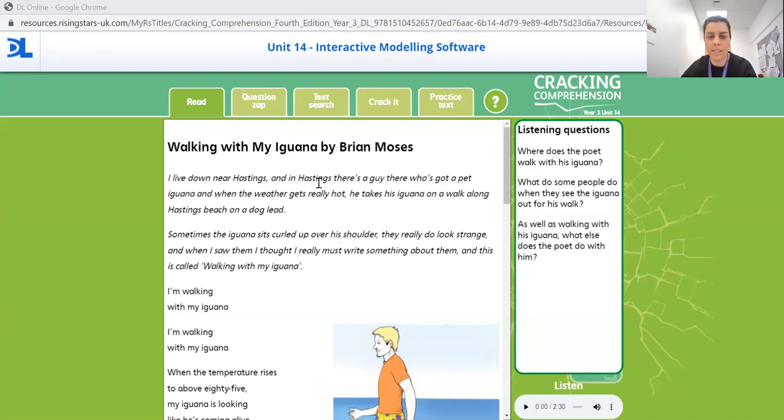I live down near Hastings, and in Hastings, there's a guy there who's got a pet iguana, and when the weather gets really hot, he takes his iguana on a walk along Hastings Beach on a dog lead. Sometimes the iguana sits curled up over his shoulder. They really do look strange. And when I saw them, I thought, I really must write something about them. And this is called Walking with My Iguana. So those two paragraphs there, that's just Brian Moses explaining why he wrote his poem and what inspired him to write his poem. And now his poem starts.